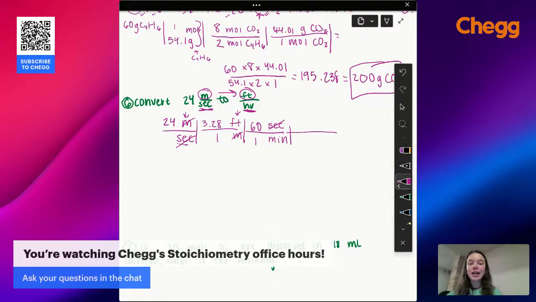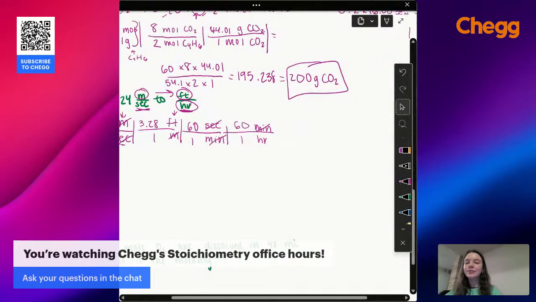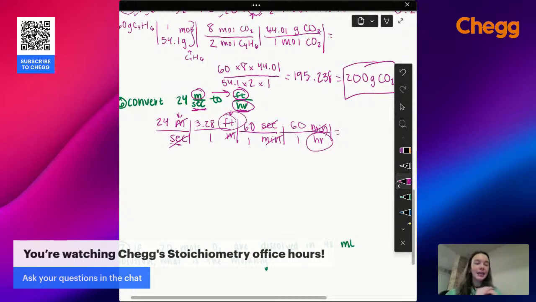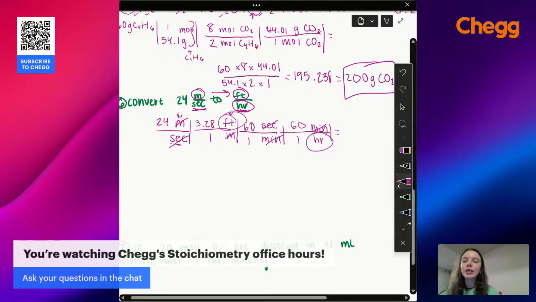So I put minutes on the top to cancel out minutes on the bottom, and hours on the bottom because I have hours on the bottom in my final answer. So I have 1 hour has 60 minutes, and then that will give me in my final answer feet over hours. So I know that all of my conversions are correct because I get what I need in the end.